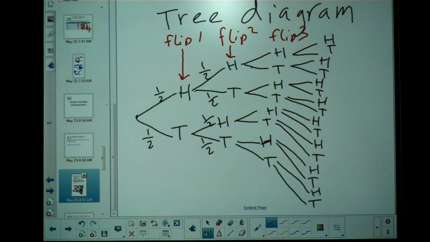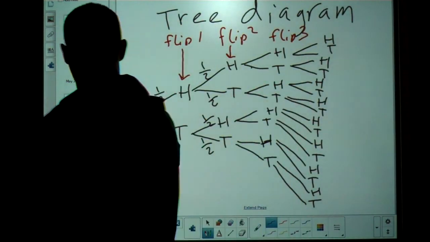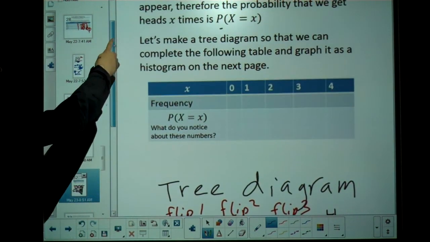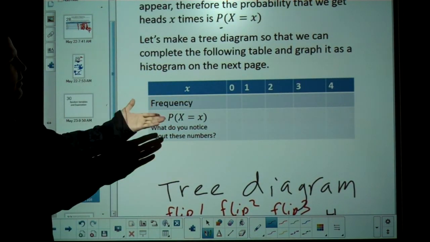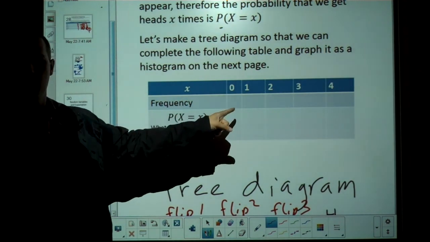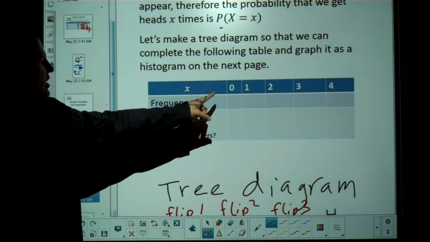All right, so take a moment, complete your tree diagram, because we're about to use this, and I want to show you how easy it is to go from the tree diagram back up to the probability distribution table. If we're all good there, let's go back up and look at what our question is we're trying to answer. We're asked to fill in this frequency table, so let's take a look at our tree diagram, and let's look first at all the different ways that we can get 0.